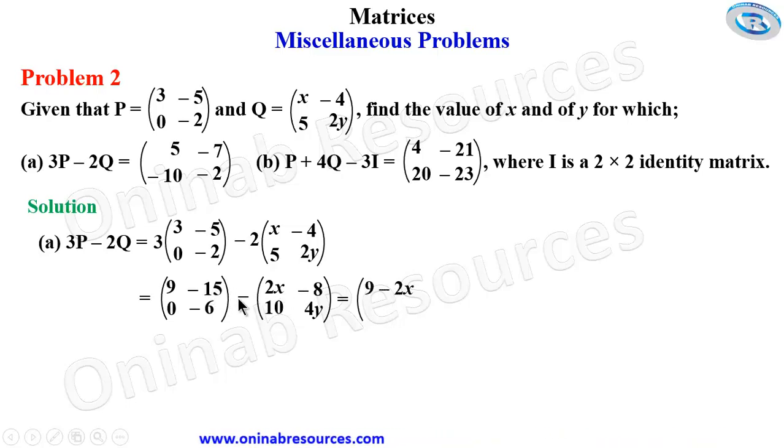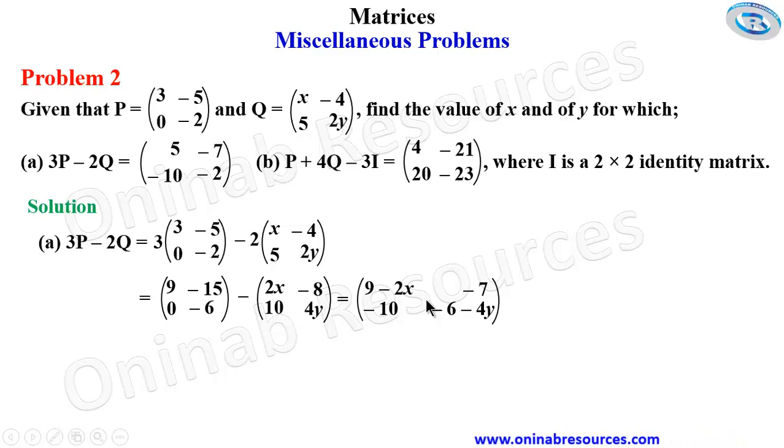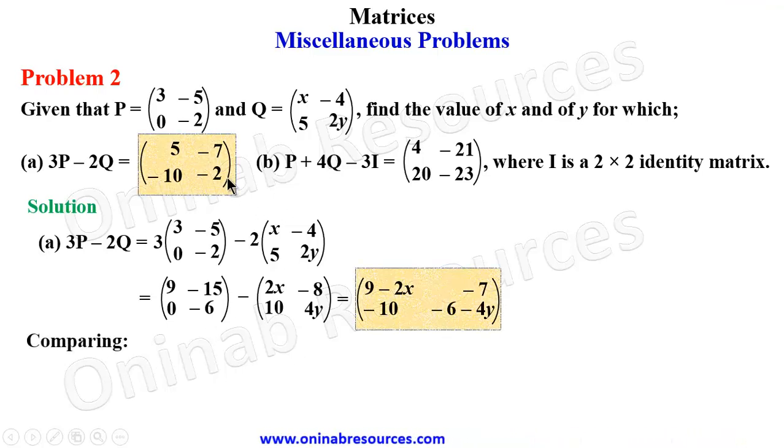Negative 15 minus negative 8 will give us negative 7. 0 minus 10 will give us negative 10. Negative 6 minus 4y gives negative 6 minus 4y. Then we said we are going to compare these matrices.